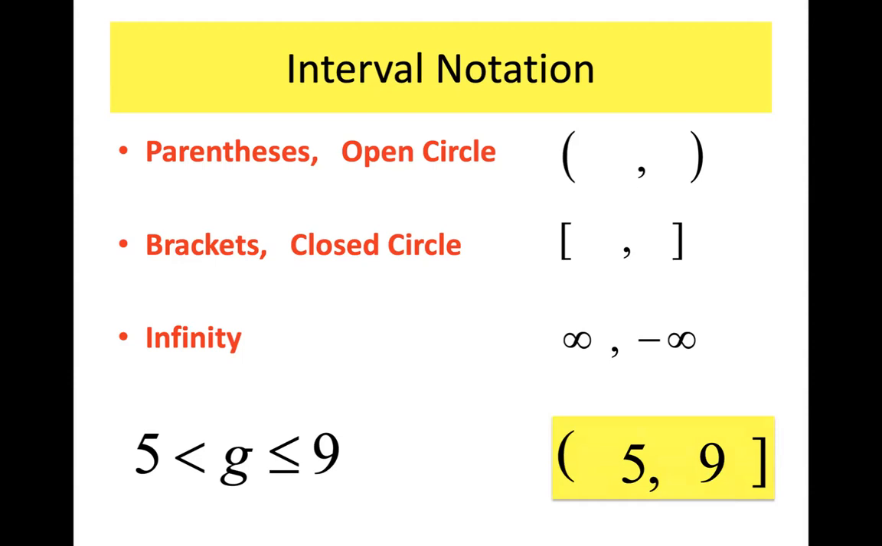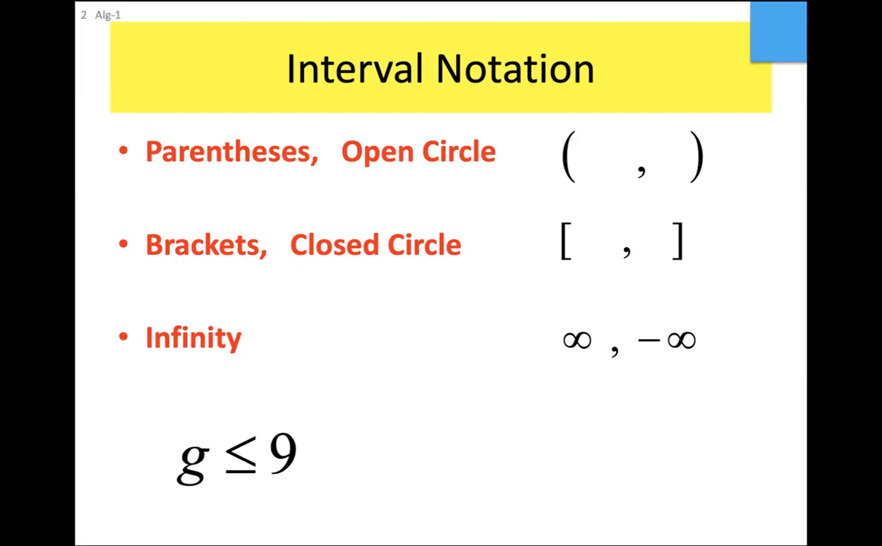So the solutions are between 5 and 9. And after doing last night's homework where we had to graph our answers, clearly this is an easier way of writing the answer, interval notation. All right. Let's do one together. So if you know what you're doing, go ahead and pause the video. If not, let's do it together.